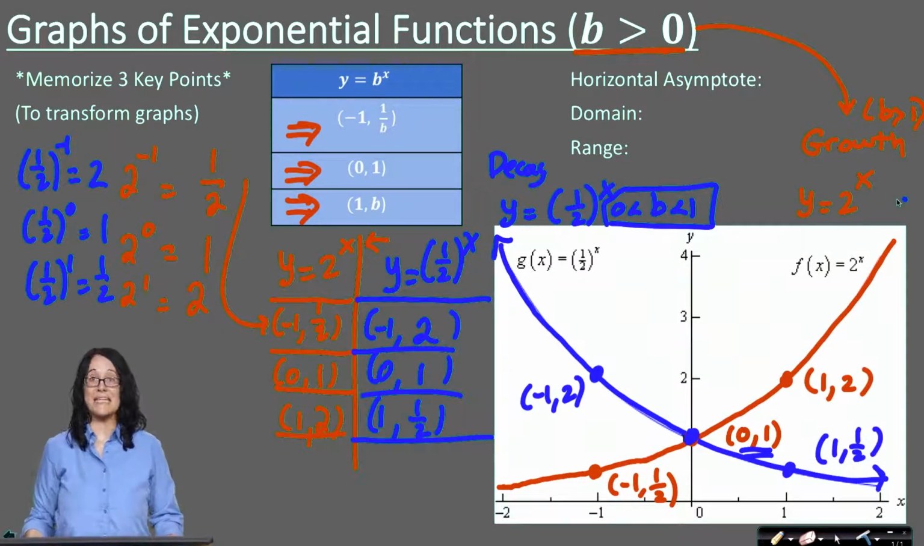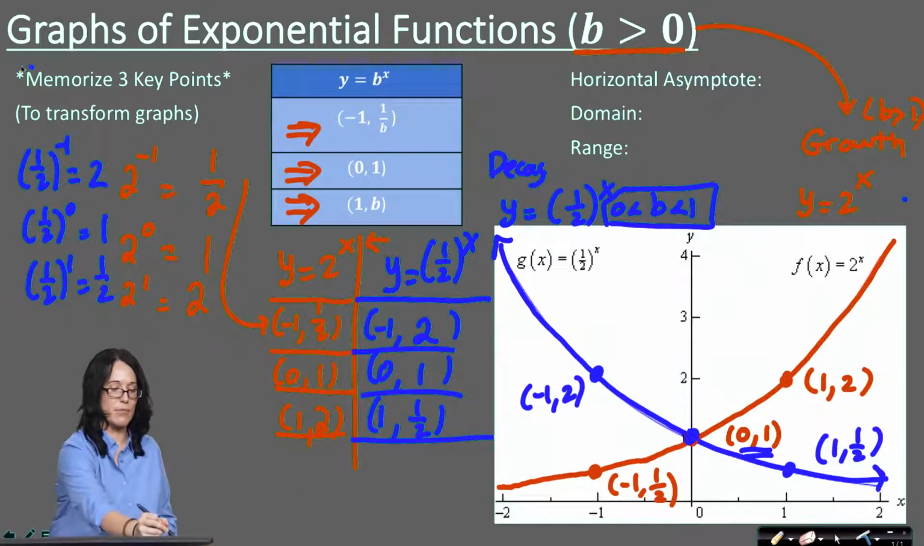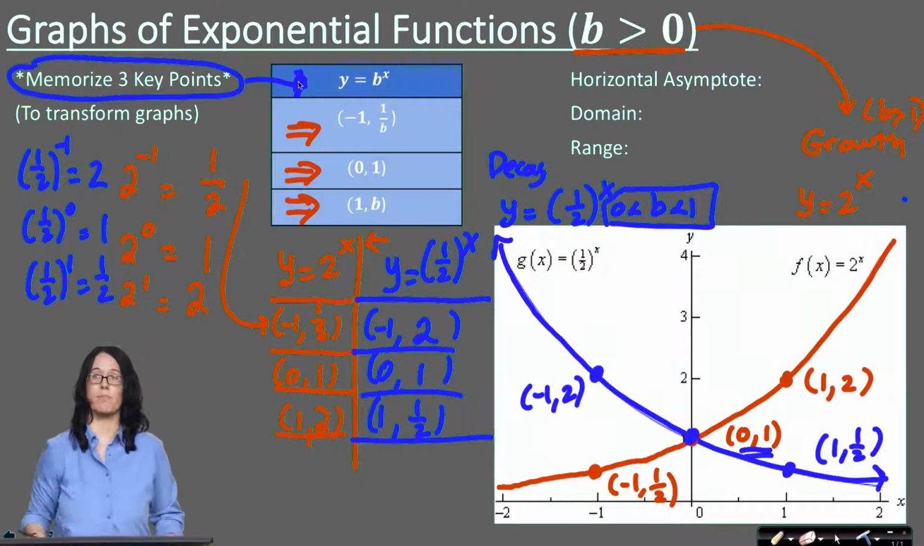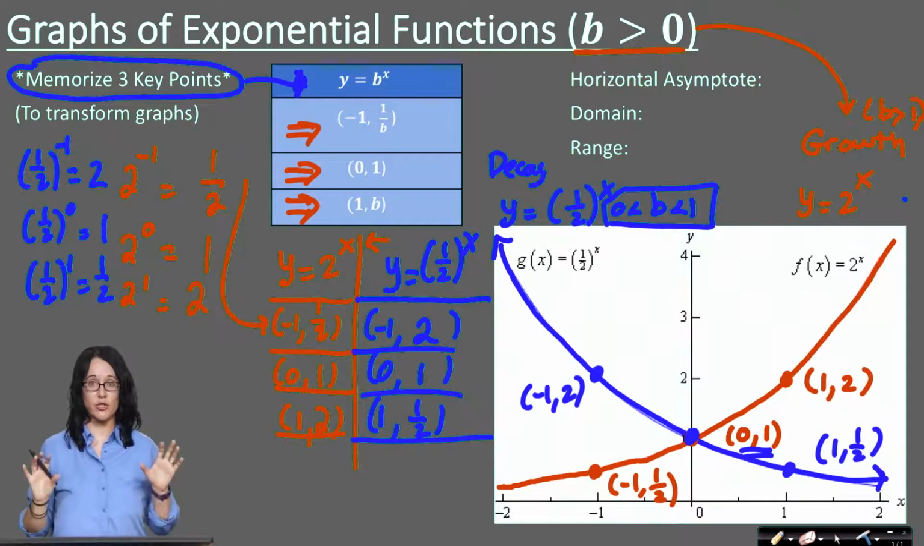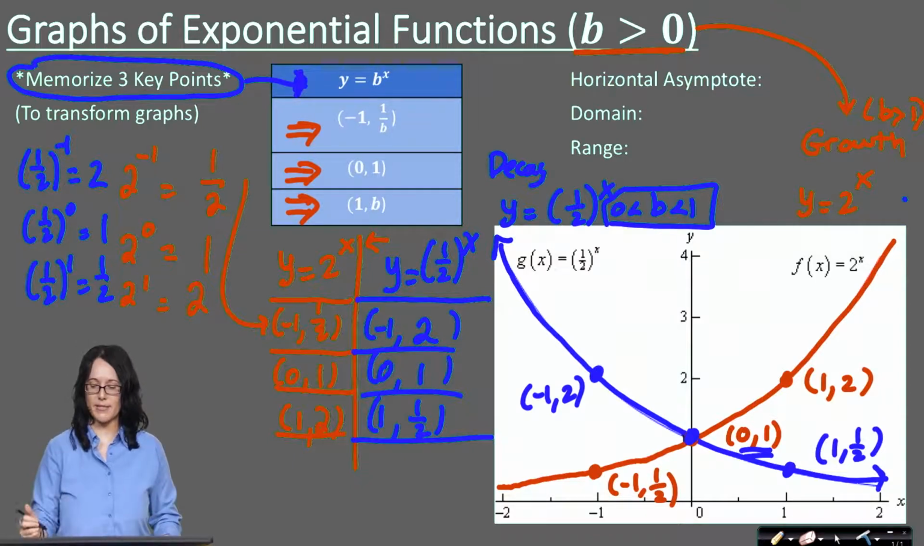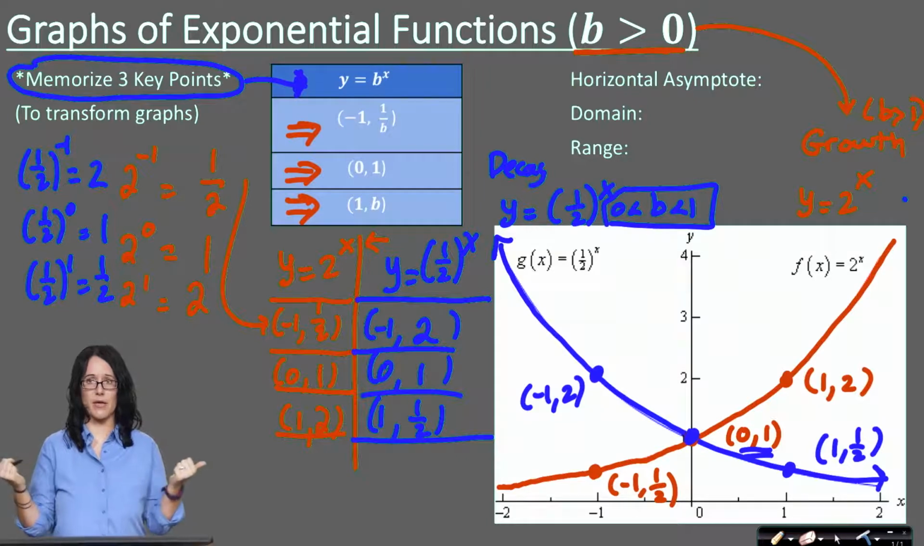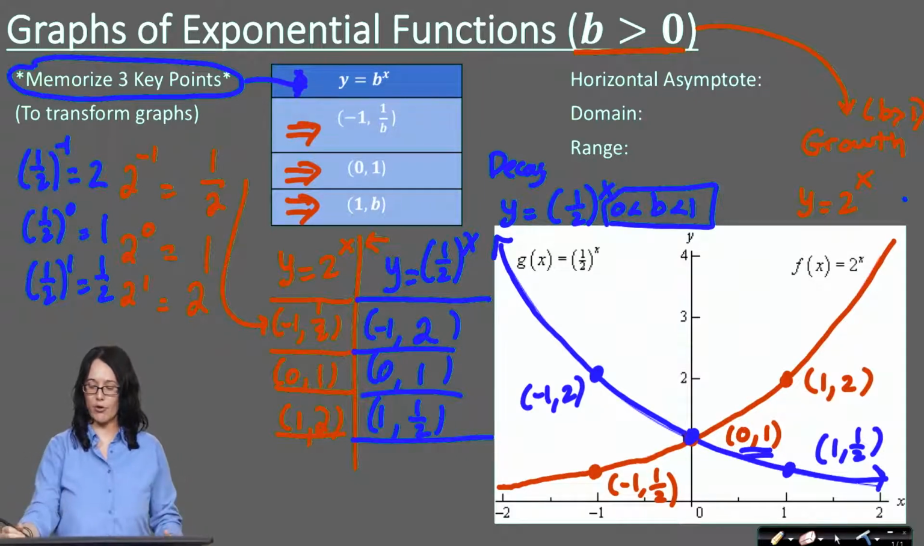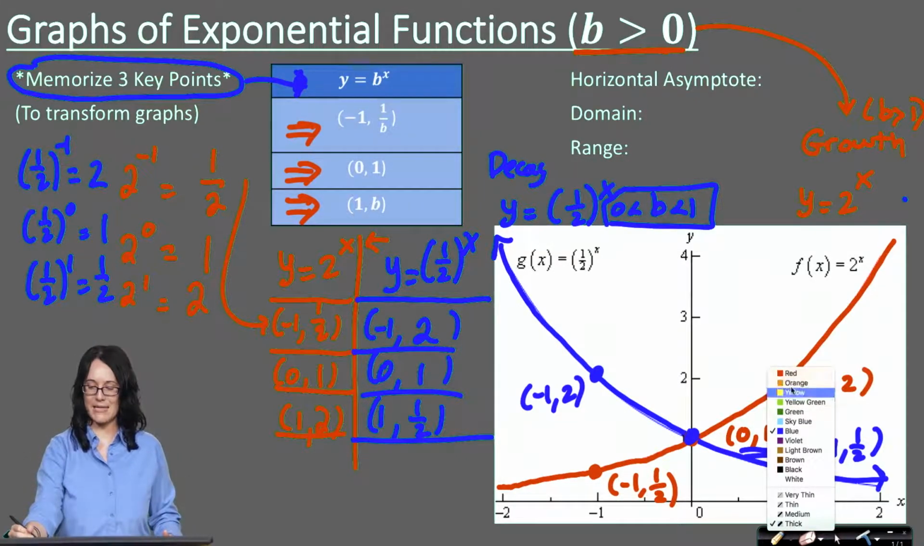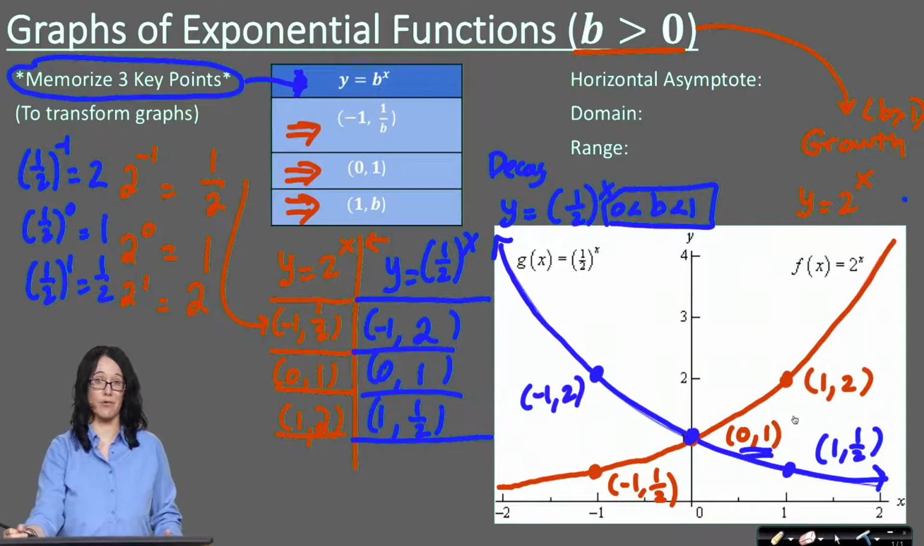Okay, so we can see here that if I have 3 key points memorized, and so I will ask you to memorize these 3 points for any function y equals base to a variable x. We expect you to know those 3 because eventually you're going to be expected to move these graphs depending on the model that you're trying to talk about. The other thing I would like for you to memorize is what is happening as you go toward the extremes, right? As your x values get bigger and smaller forever, is there an output, is there a y value that we are tending to get closer and closer to but not ever touching?